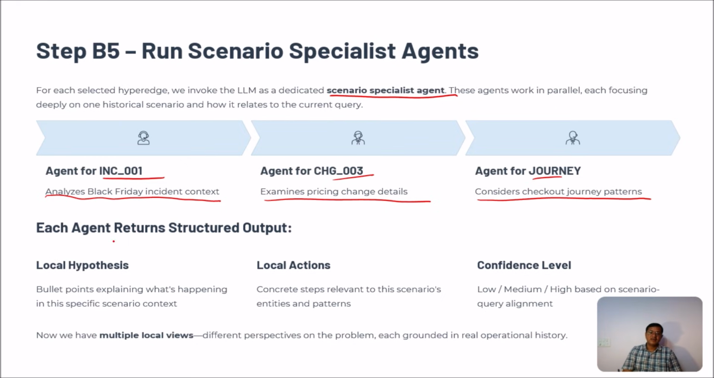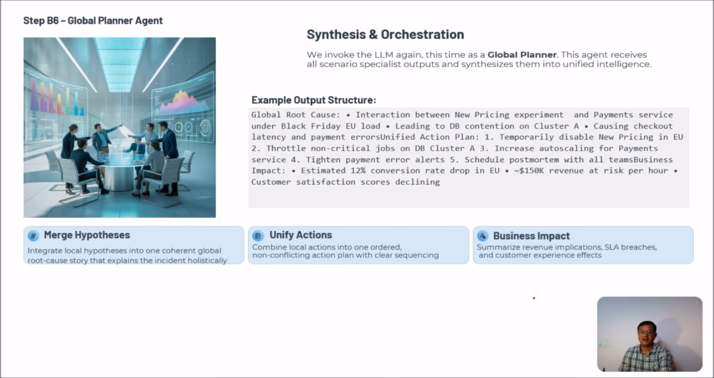Each agent returns structured outputs: a local hypothesis, with bullet points explaining what is happening; local actions, which are concrete steps relevant to these scenarios, entities and patterns; and confidence levels like low, medium, high for the local actions. Then you can do some orchestration and synthesis.